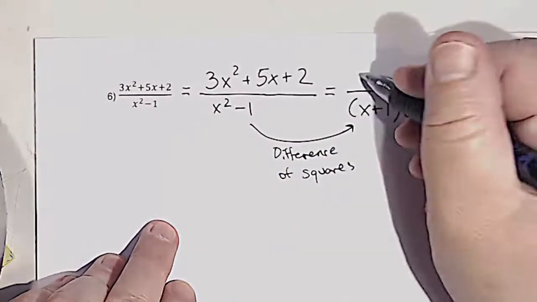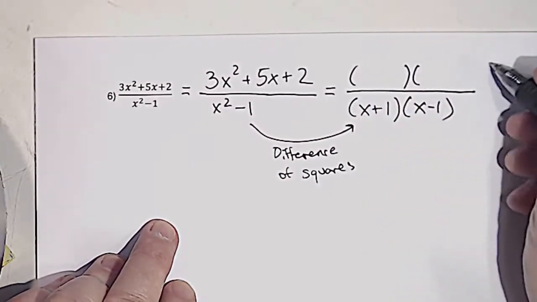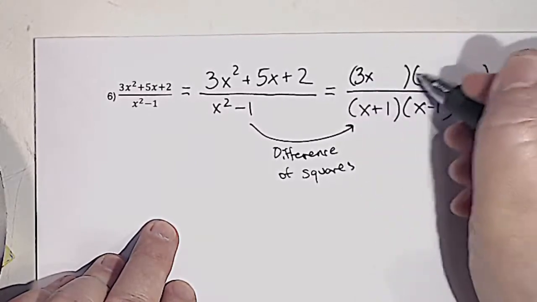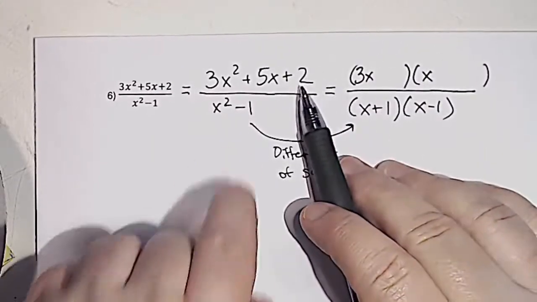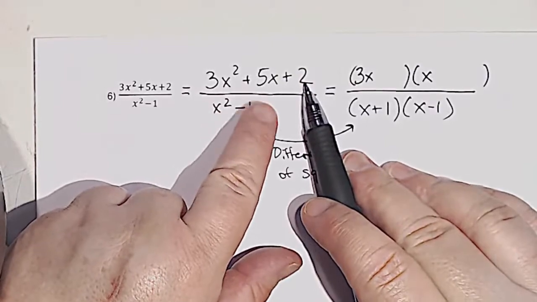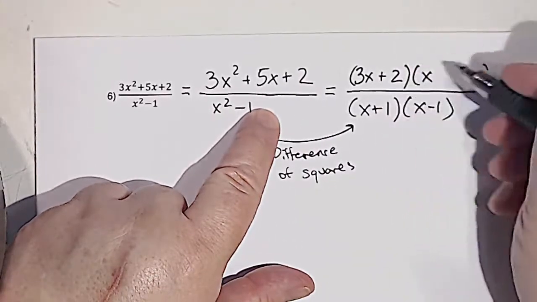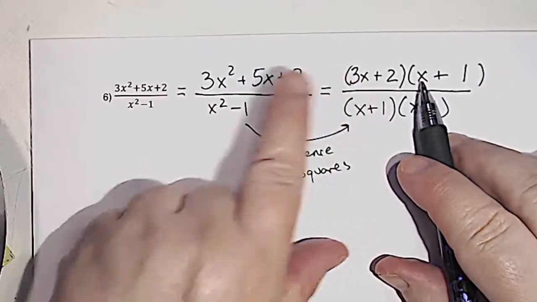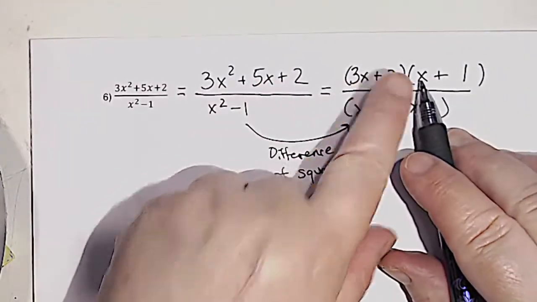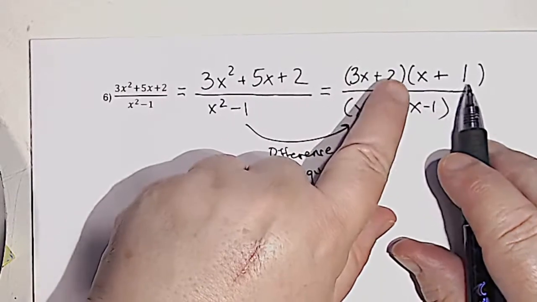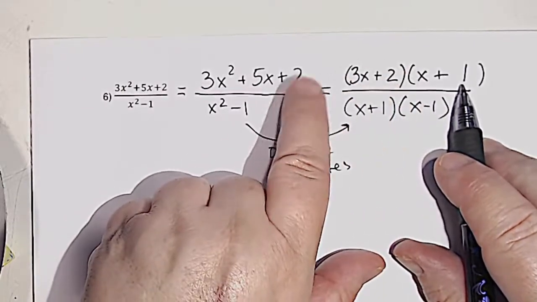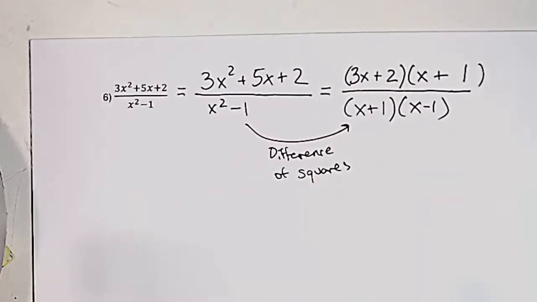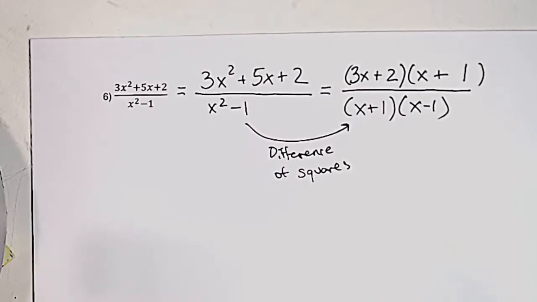Up here, remember, trial and error. I'm going to come up with 3x and x. And I've got a 2. What if I put a plus 2 here and a plus 1? Let's double check. 3x squared, yes. 3x, 2x, that'll give us the 5x. And then plus 2 times 1 gives us the 2. So that will work.